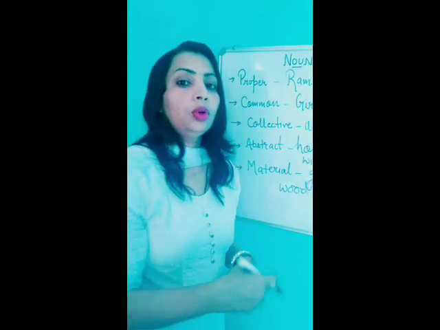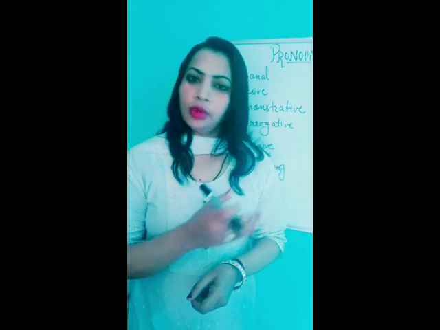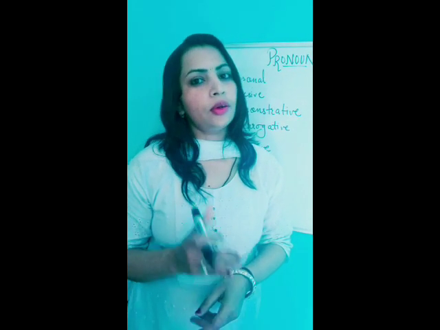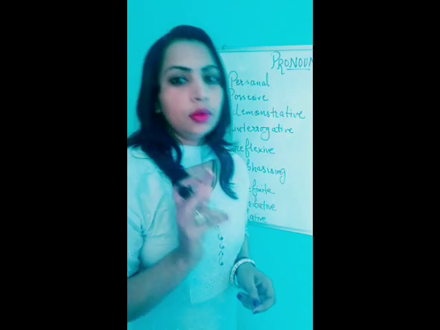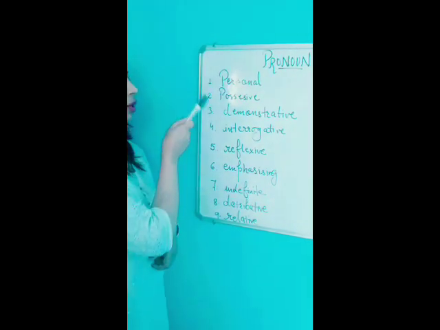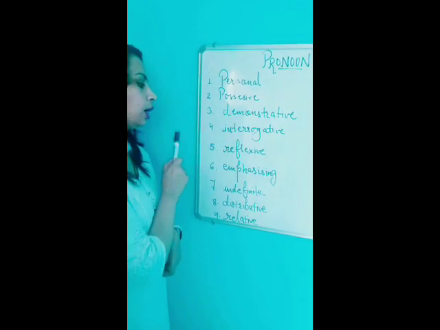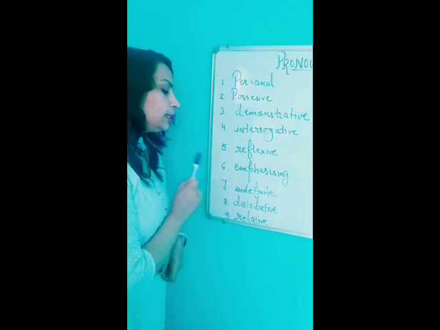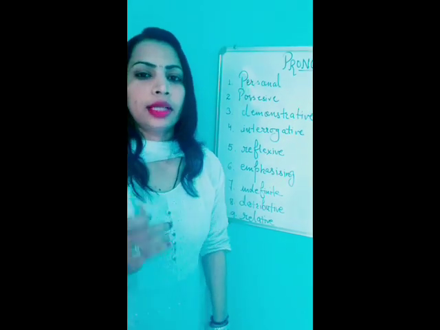Now we'll move to the pronouns. So we have done nouns. Now we are moving towards pronouns. Nouns are of 5 kinds and further pronouns are classified into 9 kinds. And which are those? These are personal pronoun, possessive pronoun, demonstrative pronoun, interrogative pronoun, reflexive pronoun, emphasizing pronoun, indefinite pronoun, distributive pronoun and at last the relative pronouns.